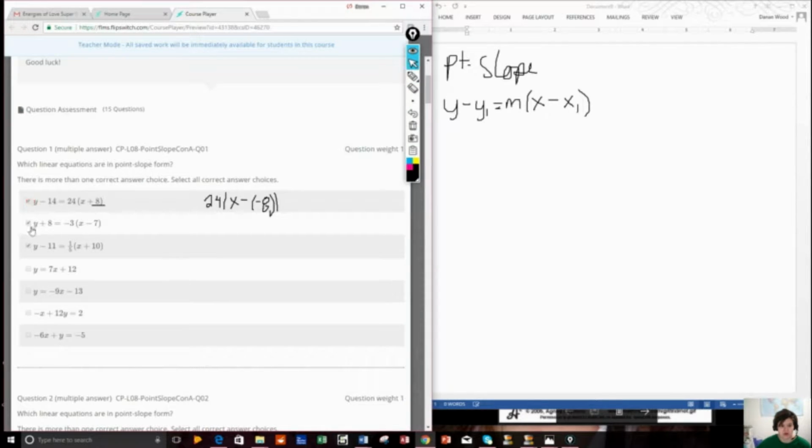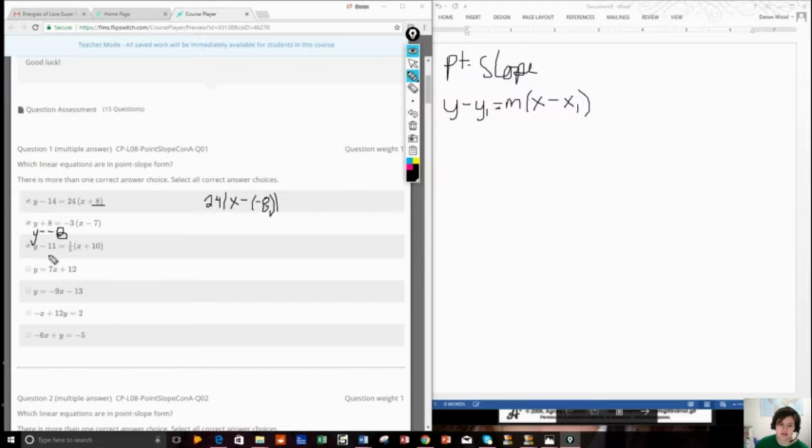That one's good. Y plus 8. Again, it has the same concept. So we have a y minus a negative 8 in reality, and they just reduced the double negative. So equals negative 3 times x minus 7. Okay, that sets up exactly in point-slope. So that one is point-slope.